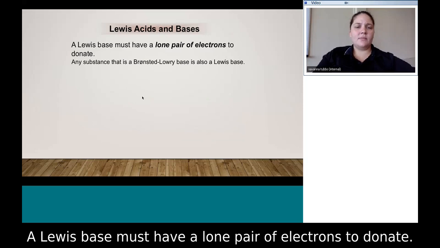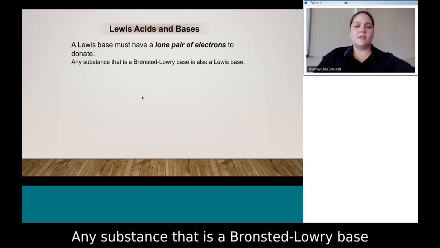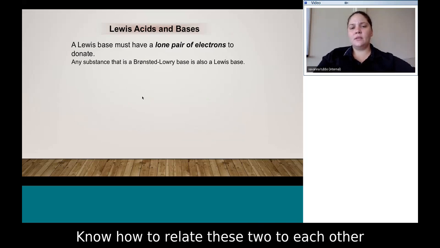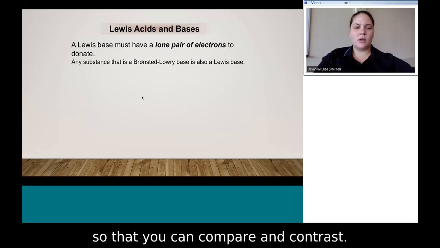A Lewis base must have a lone pair of electrons to donate. Any substance that is a Bronsted-Lowry base is also going to be a Lewis base. Know how to relate these two to each other so that you can compare and contrast.